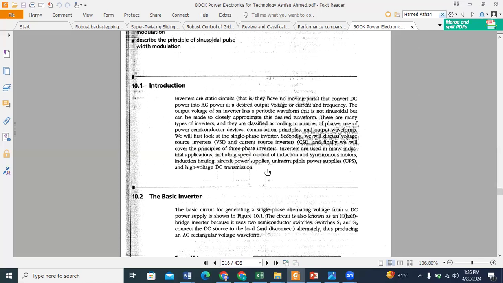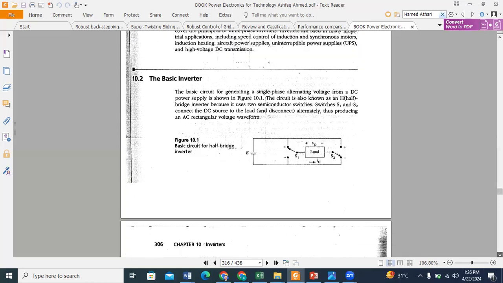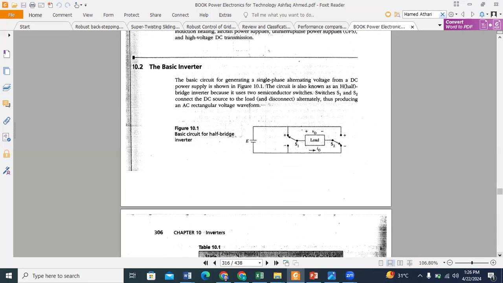Including speed control of induction and synchronous motors as well, induction heating, standby power supplies, uninterruptible power supplies, that is what we call UPS, and high voltage DC transmission as well. Without high voltage inverters, the DC transmission line cannot be converted into an AC transmission network. First, we are coming towards the basic type of inverter circuitry.